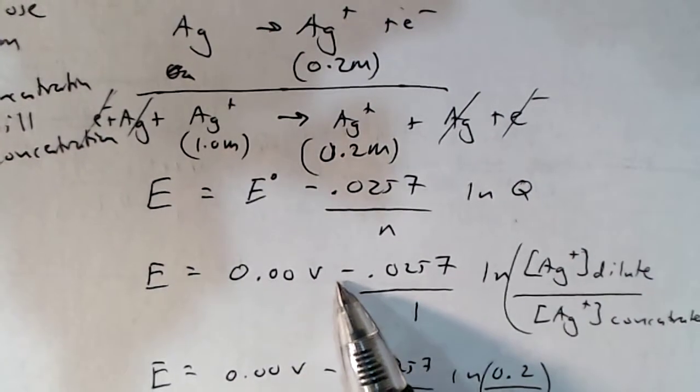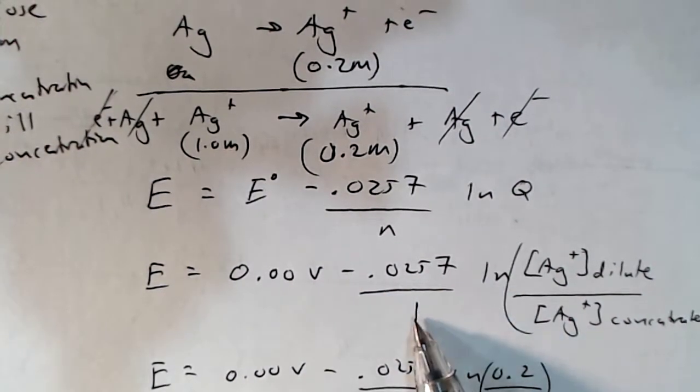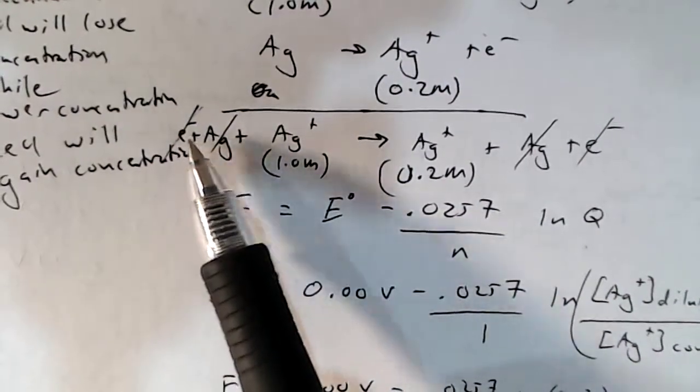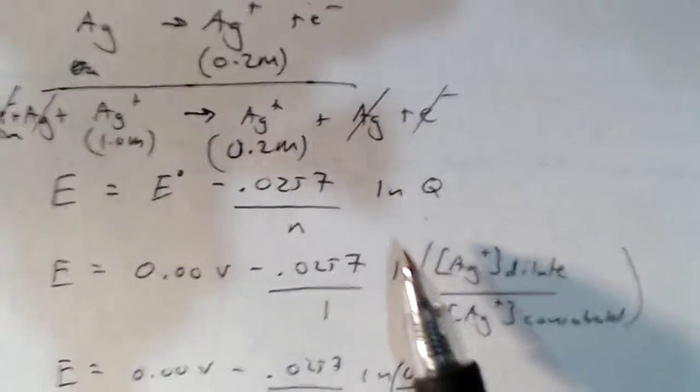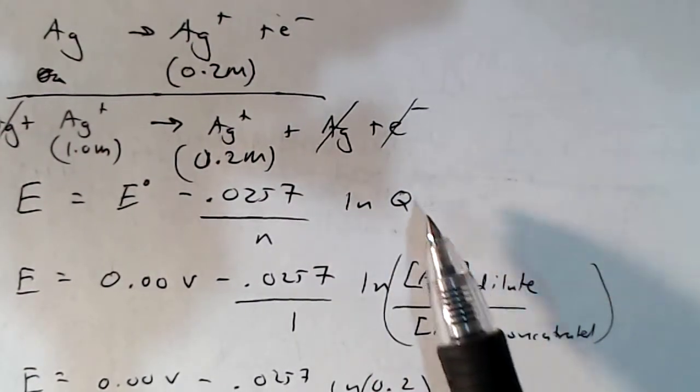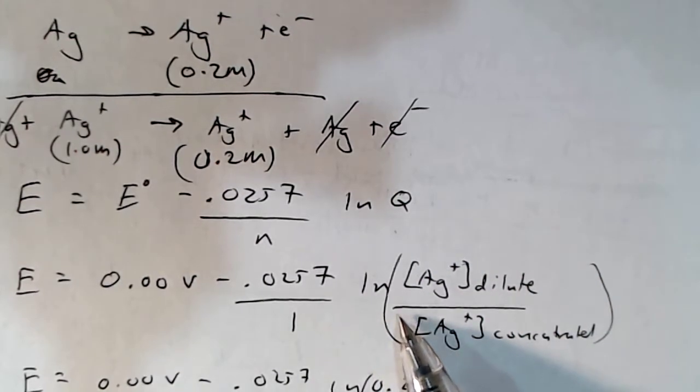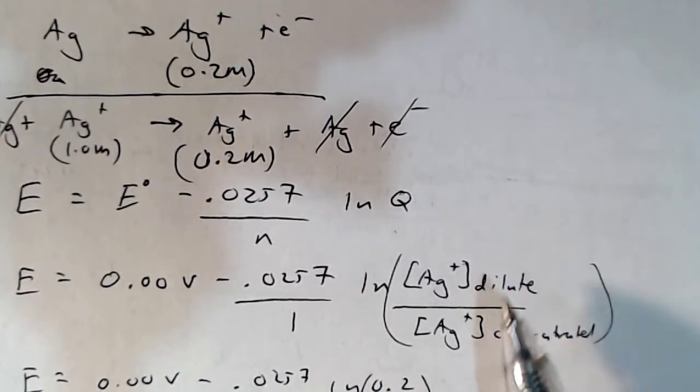All right, and so then we're going to subtract 0.0257 over n. So n is going to be equal to 1. We can see that here. Only 1 electron is absorbed and released. And then we want to plug in for ln of Q. Remember, Q is the relative concentration of products over reactants. And of course, you don't include solids in that.